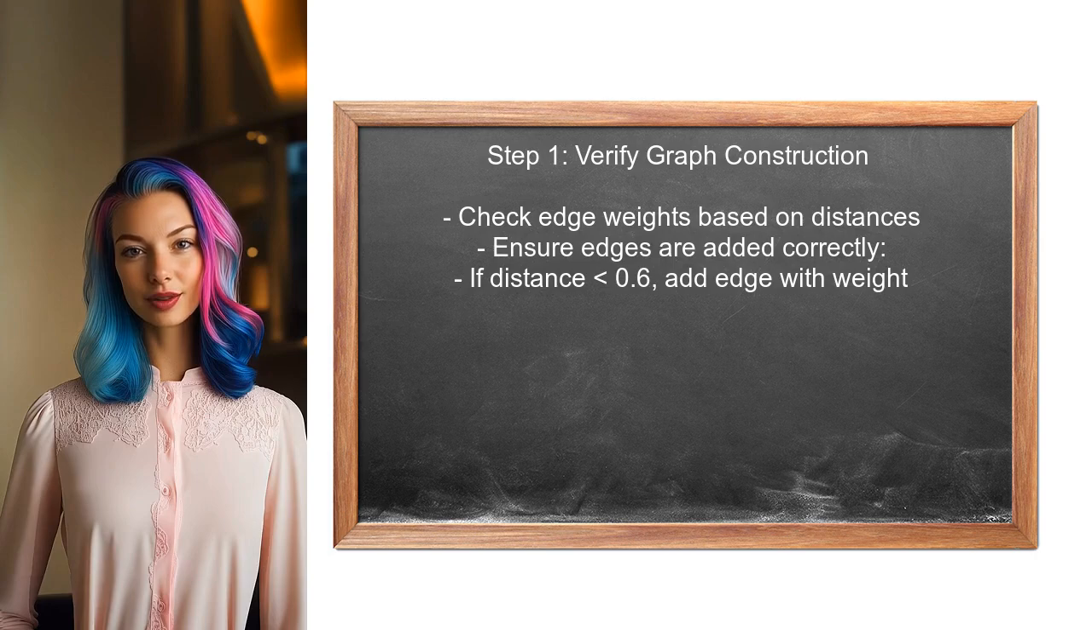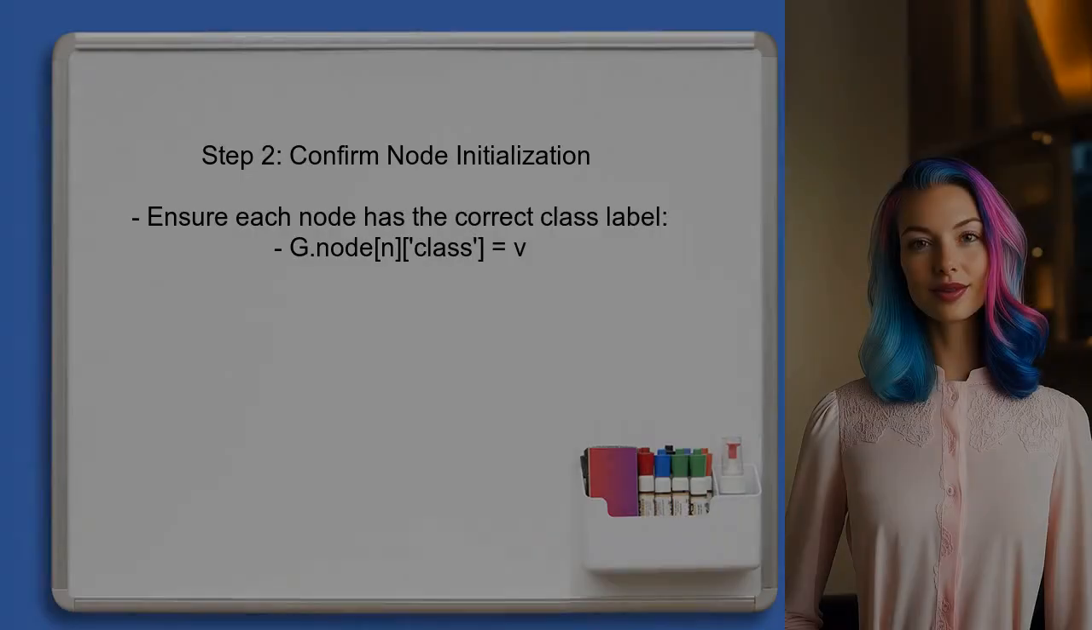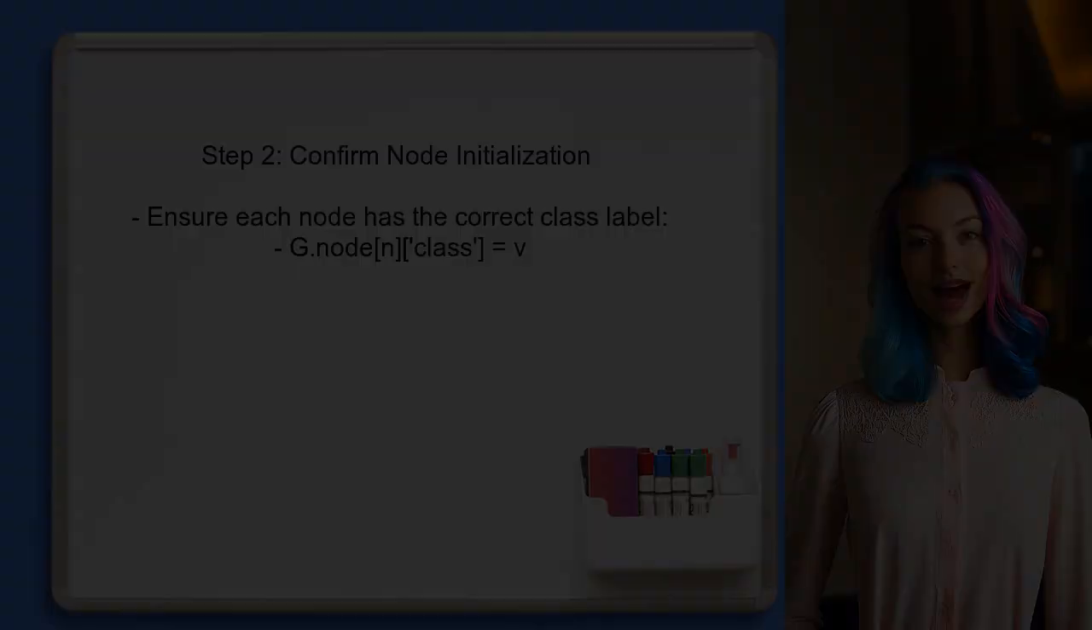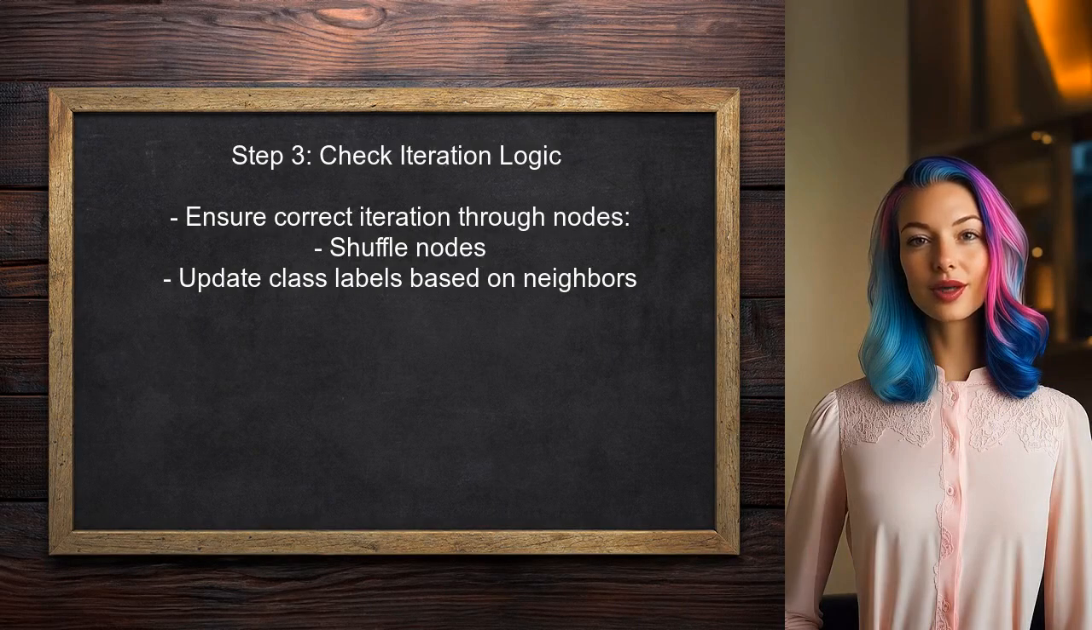To begin troubleshooting the user's implementation of the Chinese whispers algorithm, we first need to ensure that the graph is constructed correctly. The user should verify that the edges are being added with the correct weights based on the distances between the face feature vectors. Next, the user should confirm that the nodes in the graph are being initialized with the correct class labels. Each node should represent a unique face feature vector, and the class should be set appropriately during the graph creation. The user should also check the iteration logic in the Chinese whispers algorithm. It's important to ensure that the algorithm is iterating through the nodes correctly and updating the class labels based on the neighboring nodes' classes.